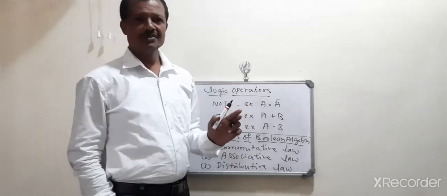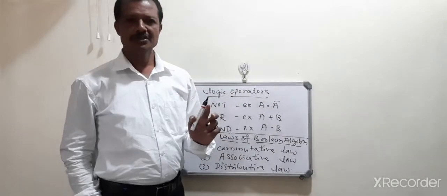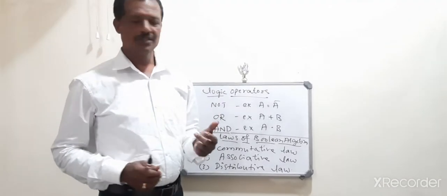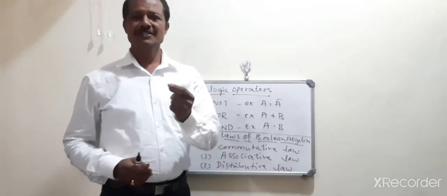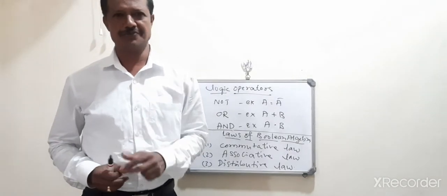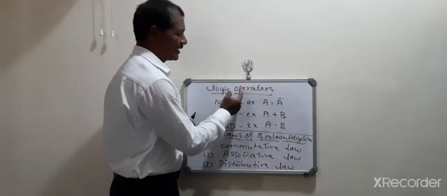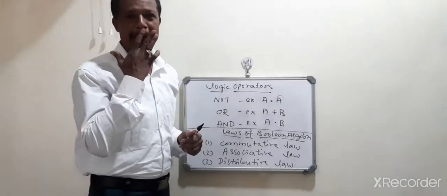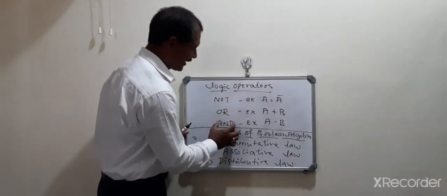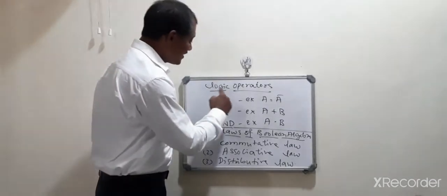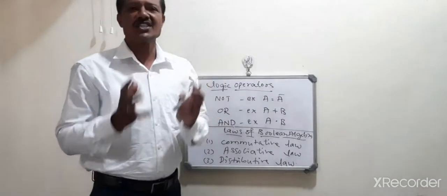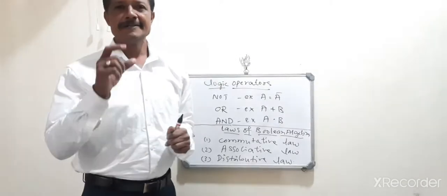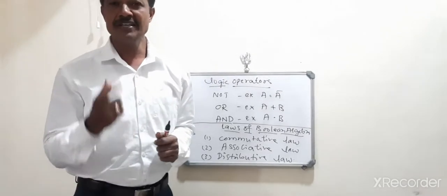In the last class, students, I think all of you understand what is Boolean algebra, what is variable, what is constant, what is truth table, and what is Boolean function or Boolean expression. So today we are going to discuss what are the different logical operators. The three important logical operators are NOT operator, OR operator, and AND operator. Using these logical operators, they are going to design logic circuits. For that, they are going to use logic gates. For that, you require the logic expression or Boolean expression.